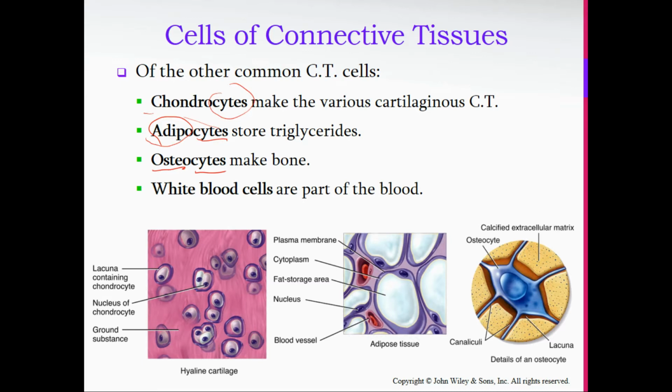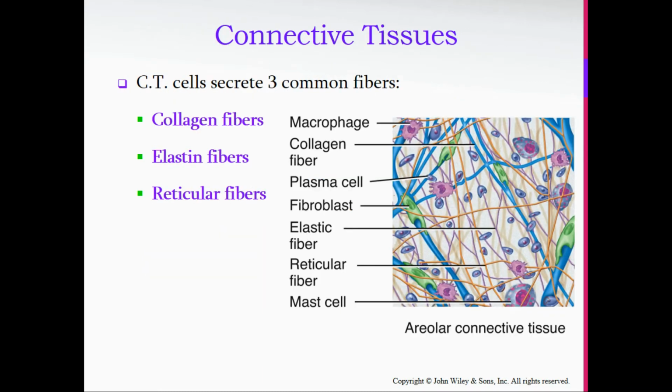And then you have white blood cells. There are a number of different kinds of white blood cells. We commonly refer to them as leukocytes, but there are a number of different kinds. And when we get to the cardiovascular system, we will talk about those different kinds of white blood cells. Connective tissue cells secrete 3 common fibers. Again, those fibers would be collagen fibers, elastin fibers, and reticular fibers. And we will discuss them in more detail later on.